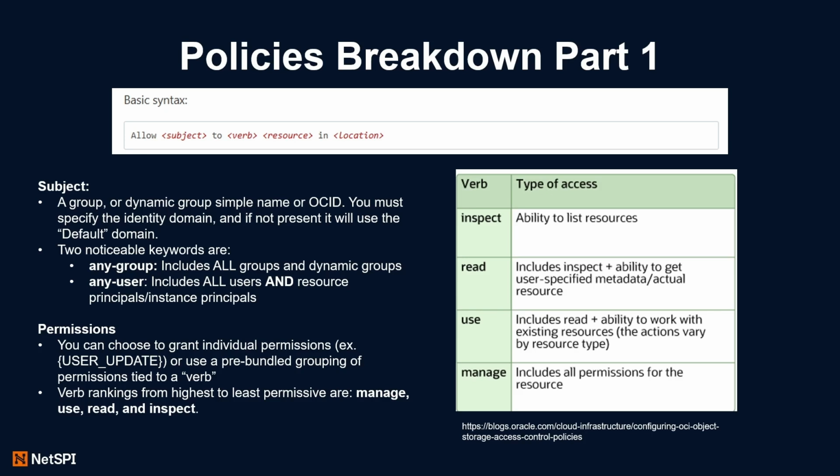If you don't prepend it with anything, OCI usually defaults to the default domain, or they usually have some type of default in place. Two noticeable keywords are any group and any user. If you specify any group, it includes all groups and dynamic groups. If you specify any user, it includes all users and resource principals or instance principals.